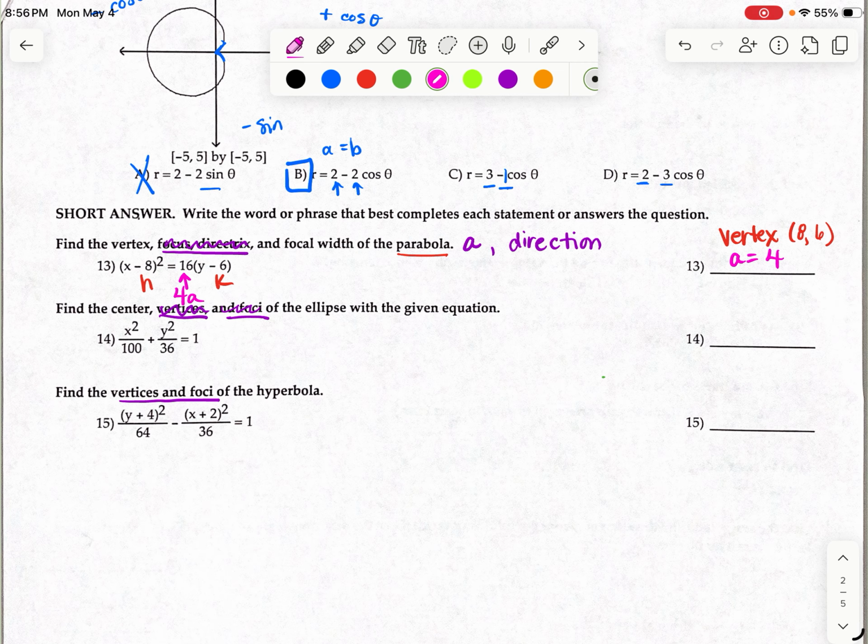The focal width is the number in front of that, remember? So that's going to be 16. Wow. And then the direction of opening. Okay, so x is squared, and this is a positive number. X is squared, 16 is positive. This is going to be a facing up parabola.